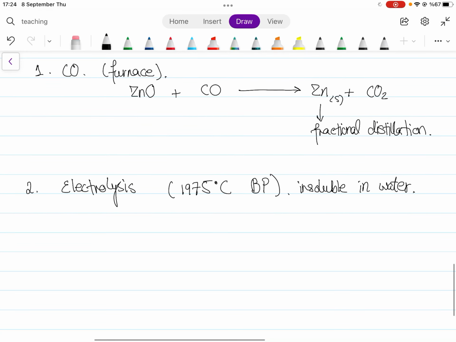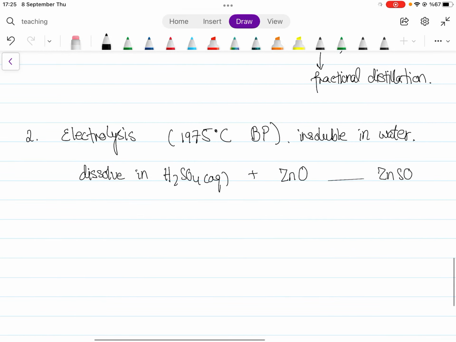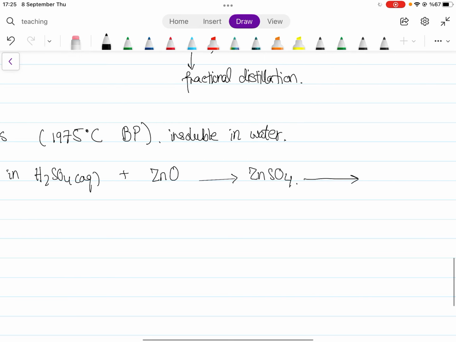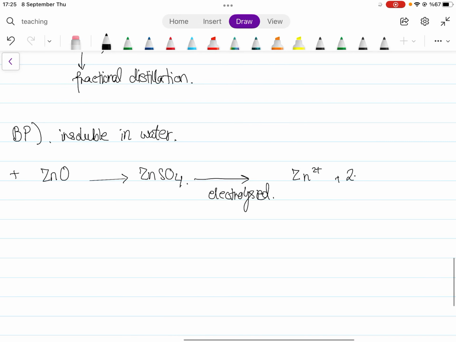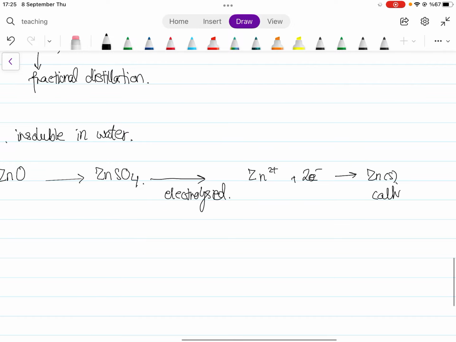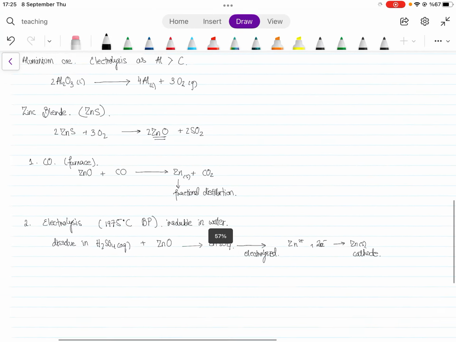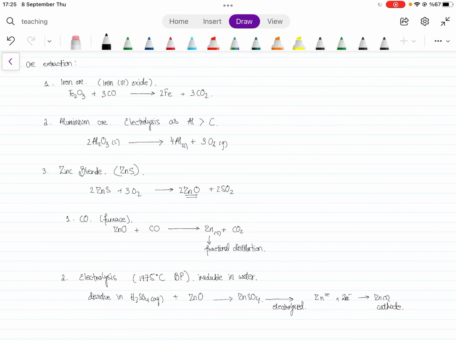dissolved in water. So instead what I do is dissolve it in sulfuric acid, H2SO4. Okay, this is aqueous, and since it reacts with zinc oxide, and since it's an acid-base reaction, neutralization will happen and the solution will give me zinc sulfate, and then this is further electrolyzed. And then I will get a reaction of zinc 2+ plus 2 electrons giving zinc at the cathode. So you'd understand this if you have studied electrolysis. So this is it for now.